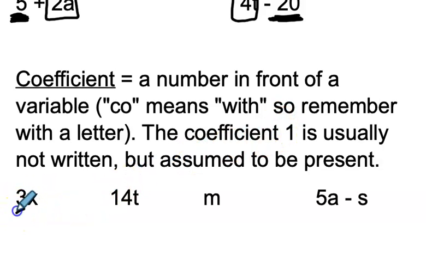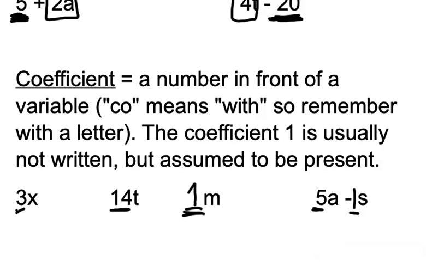So 3x, my 3 is my coefficient, 14t, 14m. The coefficient here is actually 1. If I just have m, the coefficient is 1. So if I don't have a number there, it's going to be 1. This expression, I have two coefficients. I have a 5, and again, if nothing is written there, it's presumed to be 1. If I just had an m here, how many m's do I have? I have 1m. We just typically don't write it. And up here, the coefficients would be 4 and 2. Those are coefficients. 5 and 20 are constants.